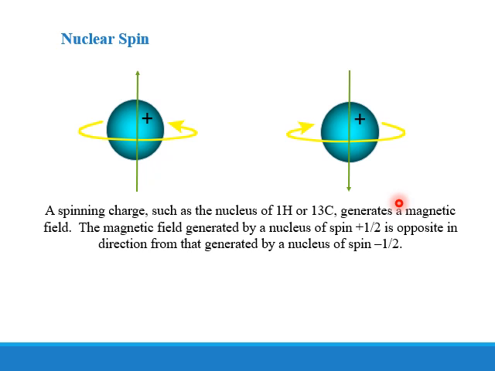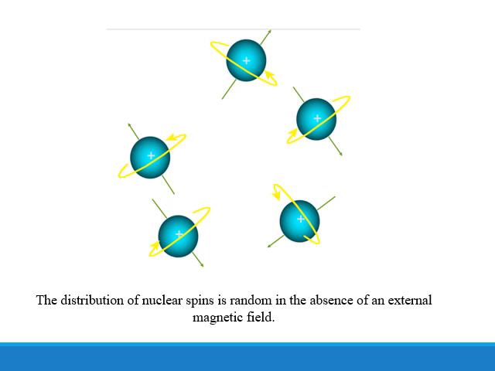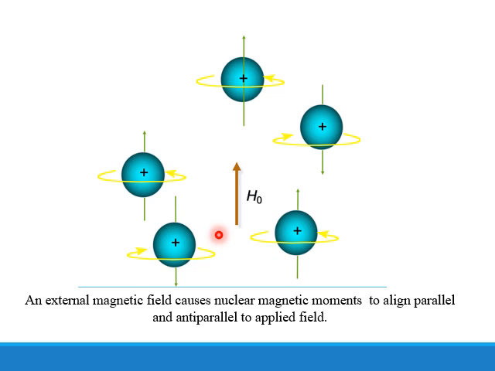A spin charge such as the nucleus of a proton or carbon generates a magnetic field. The magnetic field generated by a nucleus of a positive spin is opposite in direction from that generated by the nucleus of negative spin. The distribution of nuclear spin is random, as you can see, for example, in this figure, in the absence of an external magnetic field. But when we apply an external magnetic field, they will be aligned parallel or anti-parallel to the applied field.